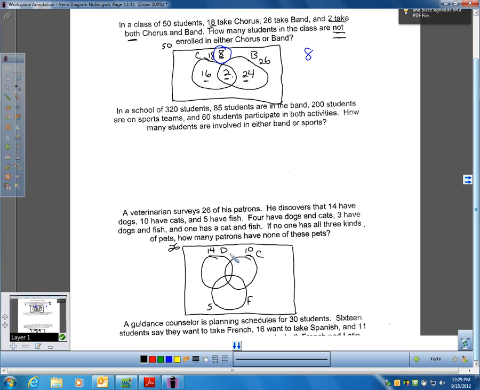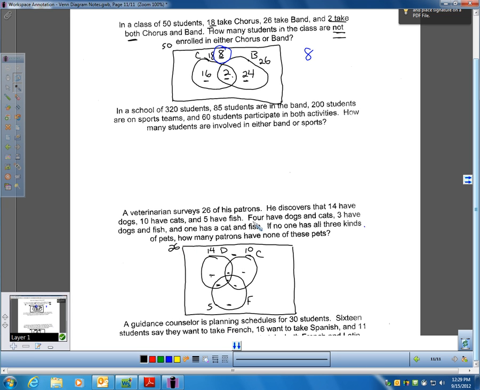Do you notice now for the dog circle, there's 1, 2, 3, 4 different groups that have to add up to 14. If you look at the cat circle, there's 1, 2, 3, 4 different groups that have to add up to 10. And in the fish circle, there's 1, 2, 3, 4 different groups that have to add up to 5. And if you add up all of these things, plus the people not part of any of this, it has to add up to 26.